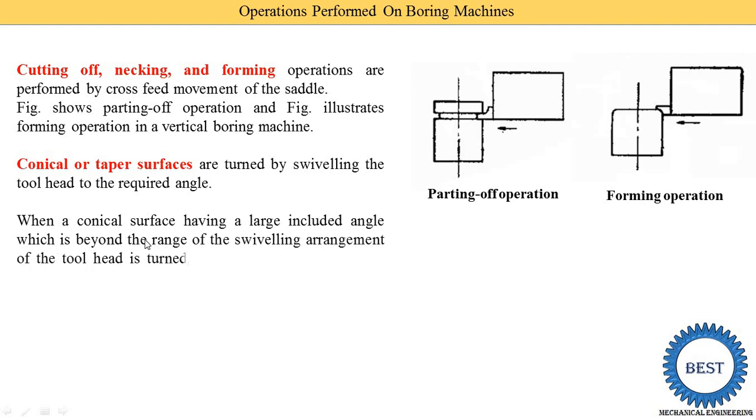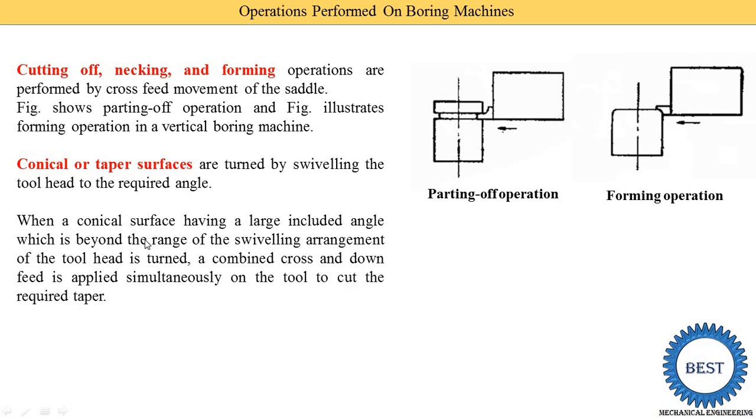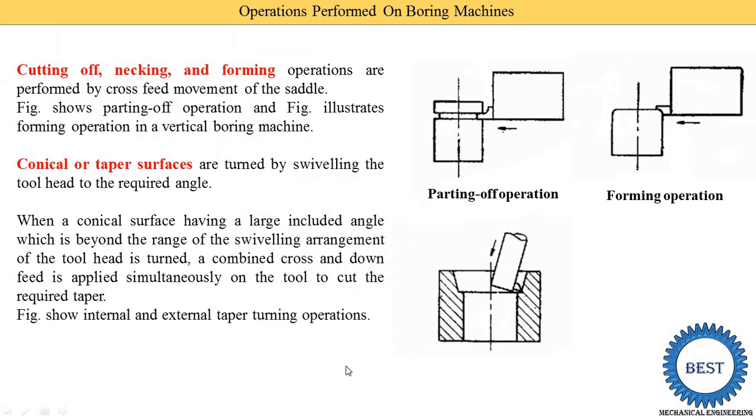When the conical surface has a large inclined angle which is beyond the range of the swiveling arrangement, the tool head is turned and a combination of cross and down feed is applied simultaneously on the tool to cut the required tapers. The figure shows the internal and external taper turning operations. In this image you see the internal taper turning. This is the workpiece and this is the tool head.